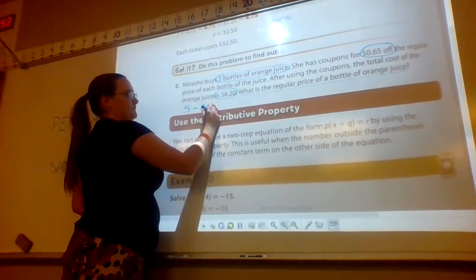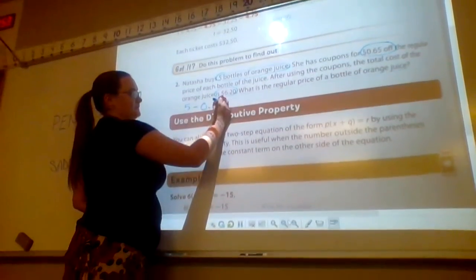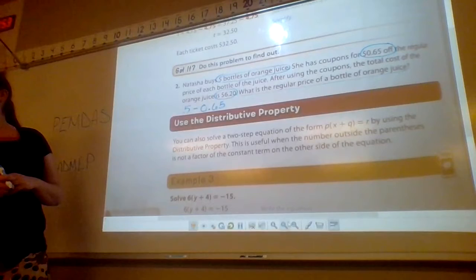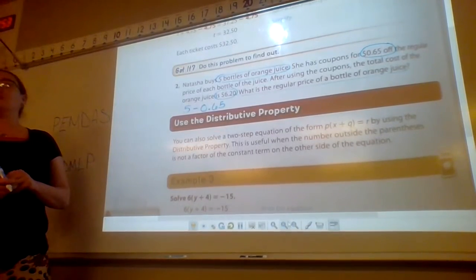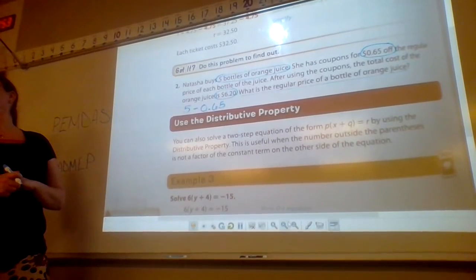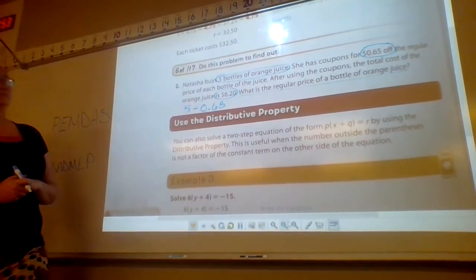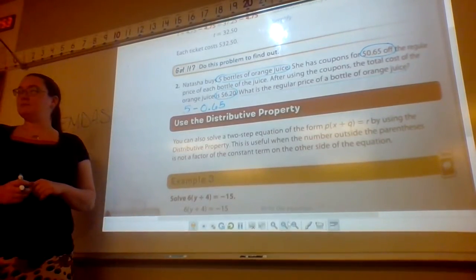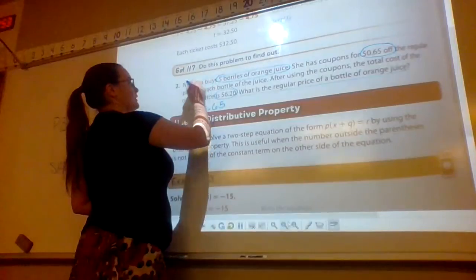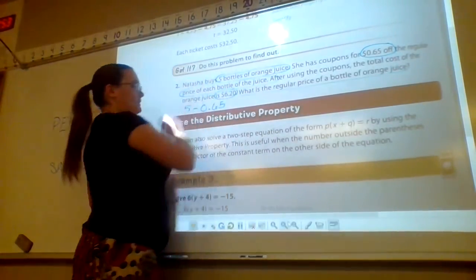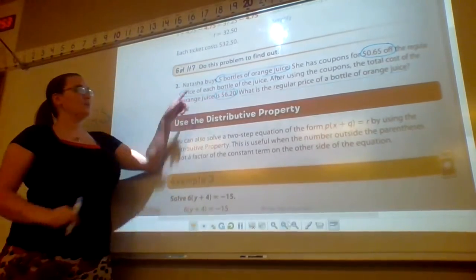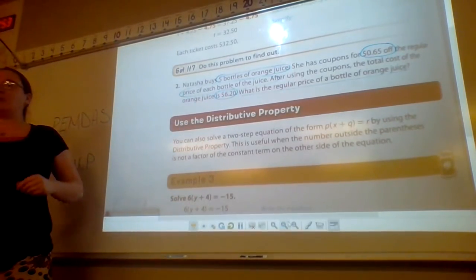I got a question. Why wouldn't the price of each bottle of juice be important? Max has a really good question, guys. Ask it for the class. Why wouldn't the price of each bottle of juice be important? Is that important? Yeah. That's going to change what's happening down here. Uh-oh. Do we know the price of each bottle? No. So what do we put?